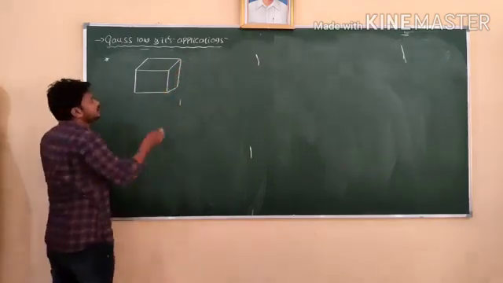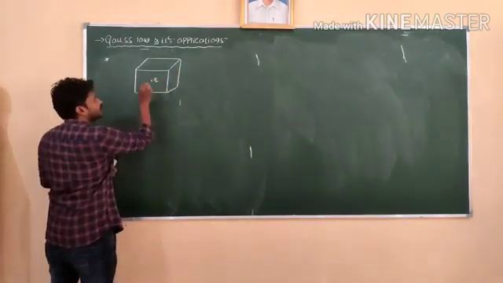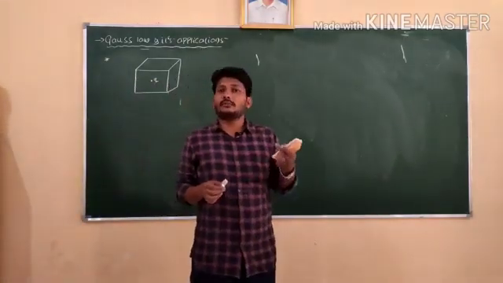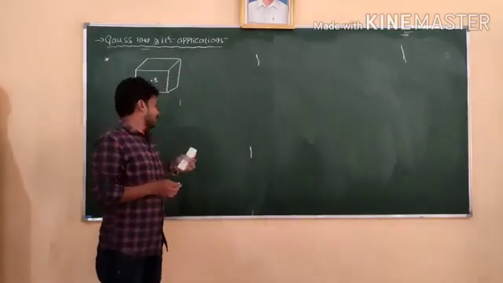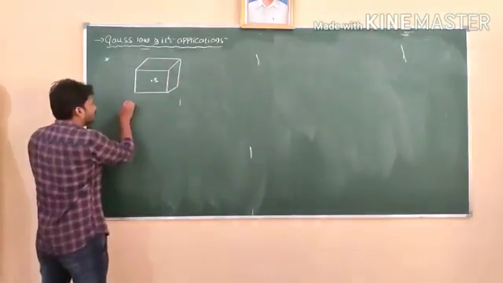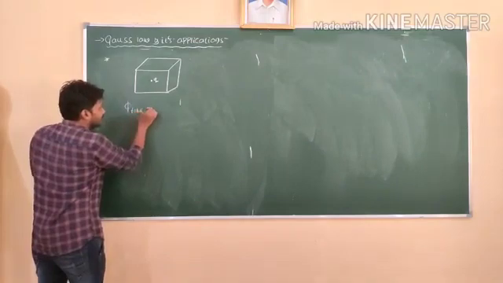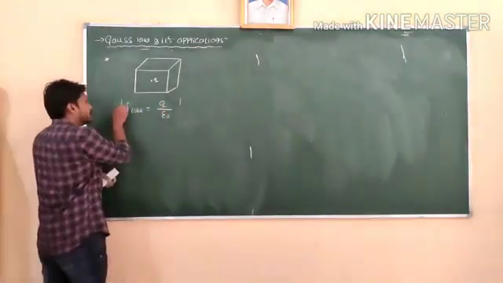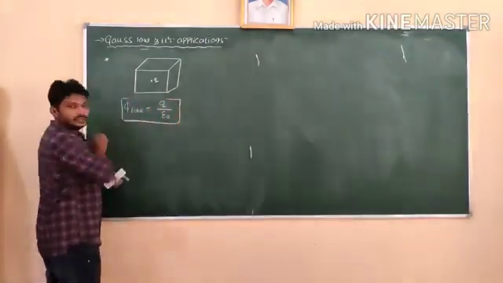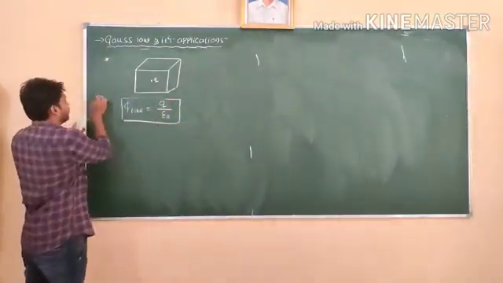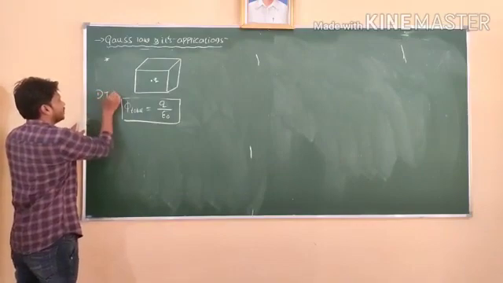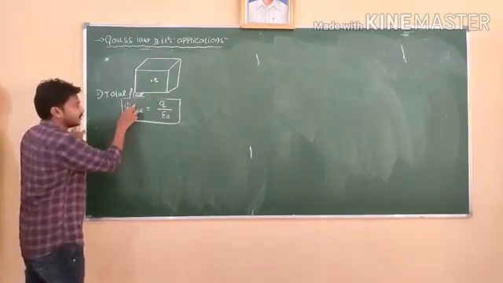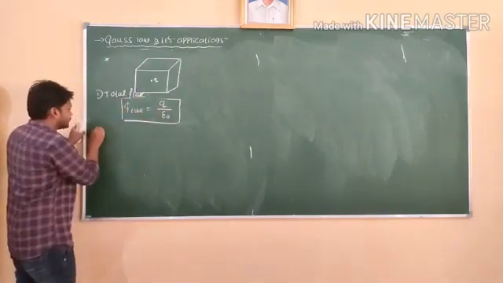So look at here. For example, if charge q is placed at the center of the cube, then what is the total electric flux? From the Gauss law, I will calculate that. The total flux value phi is equal to q by epsilon naught. This is the equation for total flux. So the total flux value, phi total, is equal to q by epsilon naught.